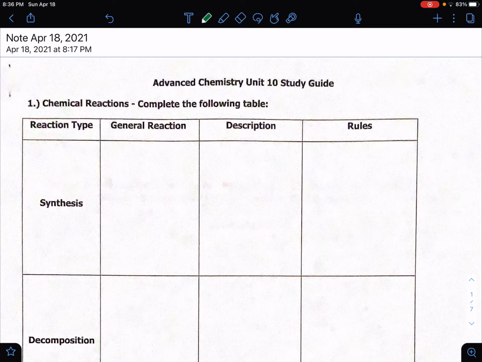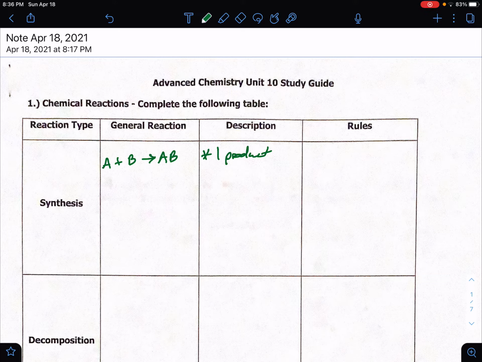Synthesis is when you actually create something from 2 different parts. So your general reaction would be something like A plus B gives me AB. The main thing you're looking for here is you have 2 different reactants in the beginning and only 1 product in the end. I'm going to put this right here: you only have 1 product. That is a dead giveaway for synthesis. If you only have 1 thing on the right-hand side, that is synthesis.